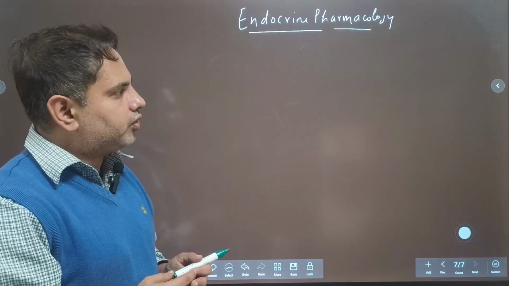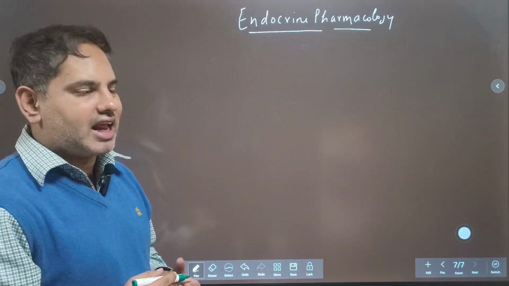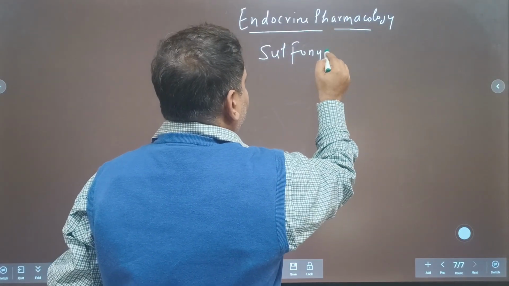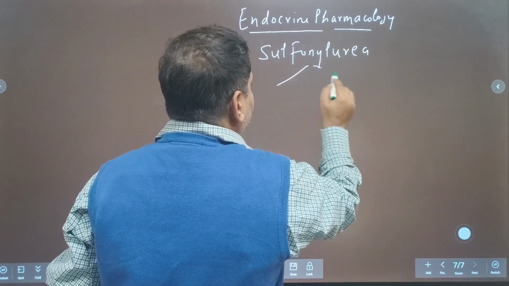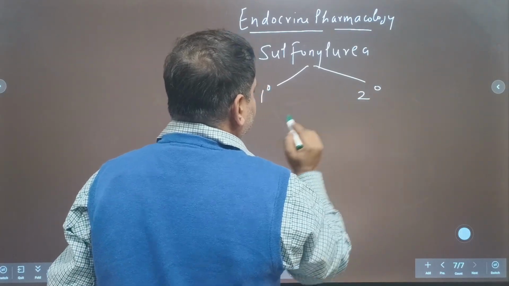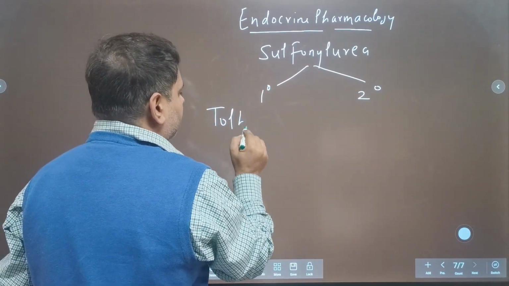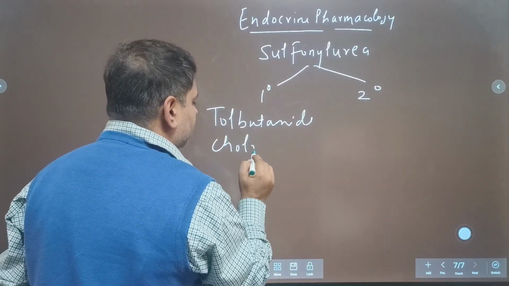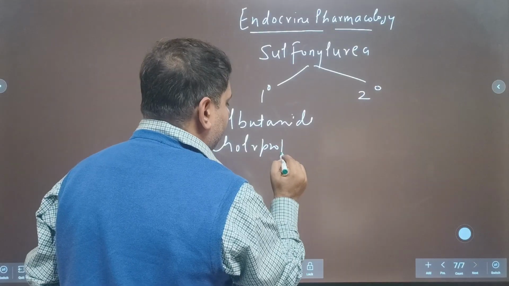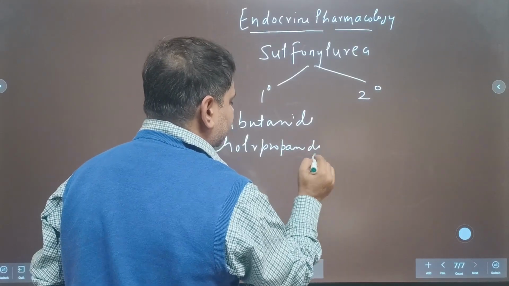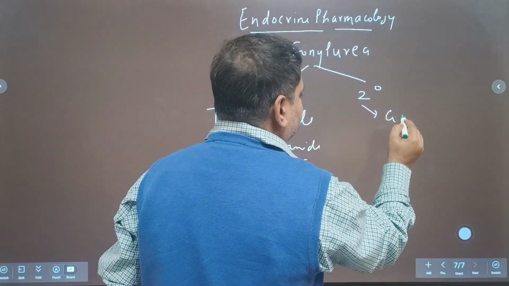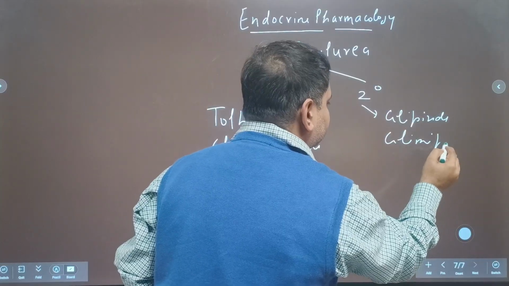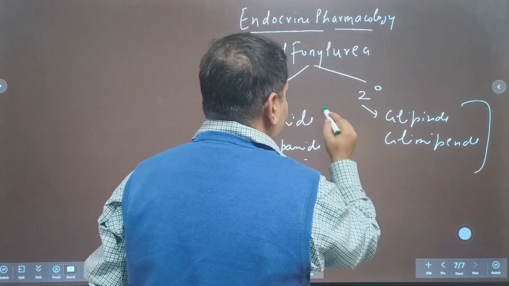So what actually are sulfonylureas? If we talk about the classification of sulfonylurea, these are the well-known drugs. There are first generation and second generation drugs. In first generation, the drugs are tolbutamide, chlorpropamide, you can check the spelling. Then second generation is glimepiride. These are the drugs which are being used.